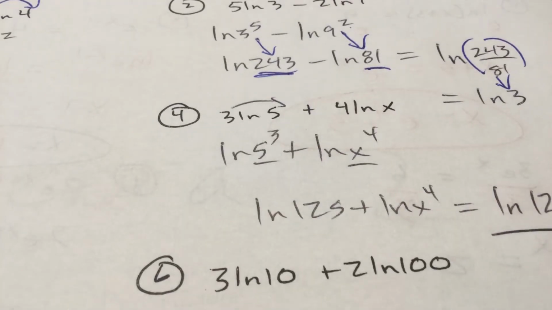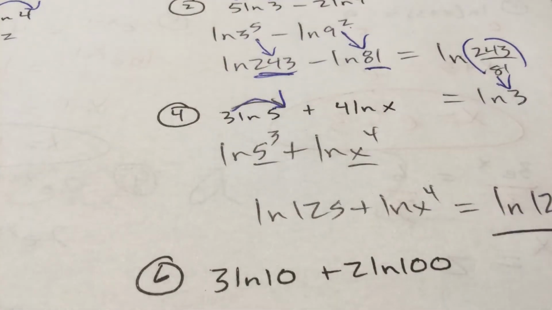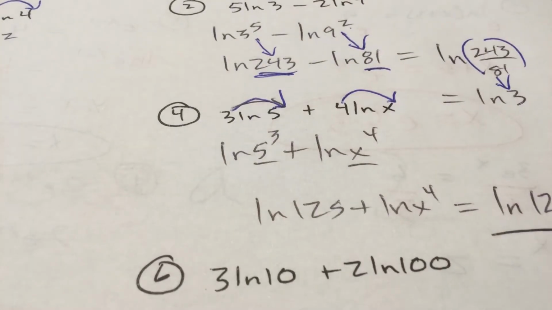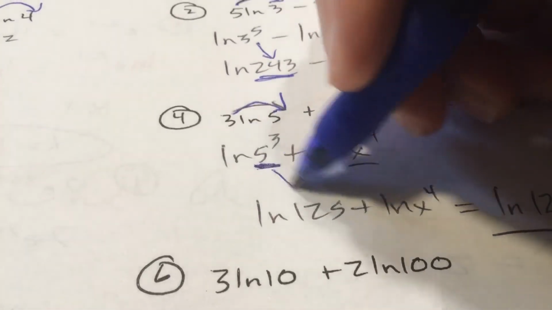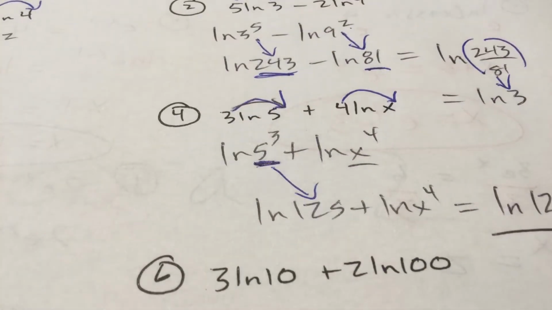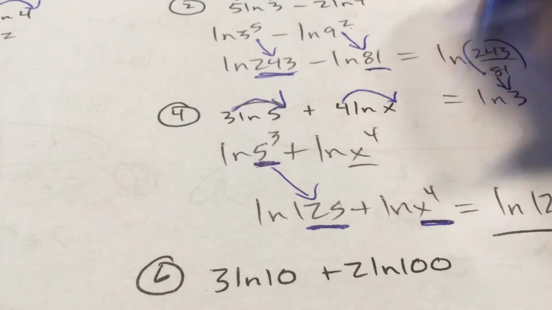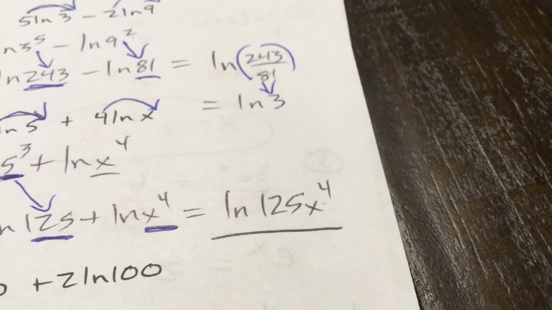All right. This next one, that's an exponent. That's going to be natural log of 5 to the 3rd plus natural log of x to the 4th. Again, in the log world, first off, I got to figure out what 5 to the 3rd is. That's 125. Then addition in the log world means multiplication. Multiply those two together. That is natural log of 125 x to the 4th.